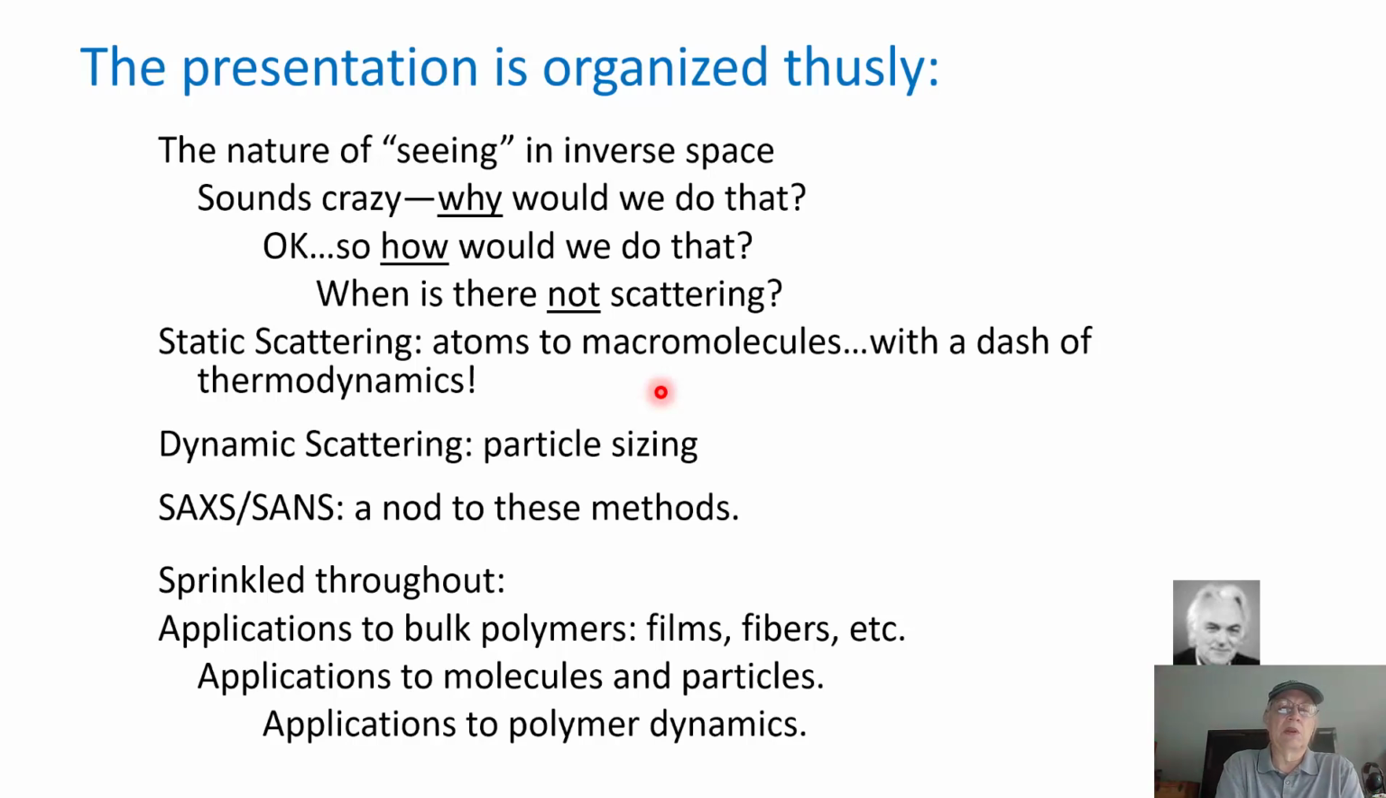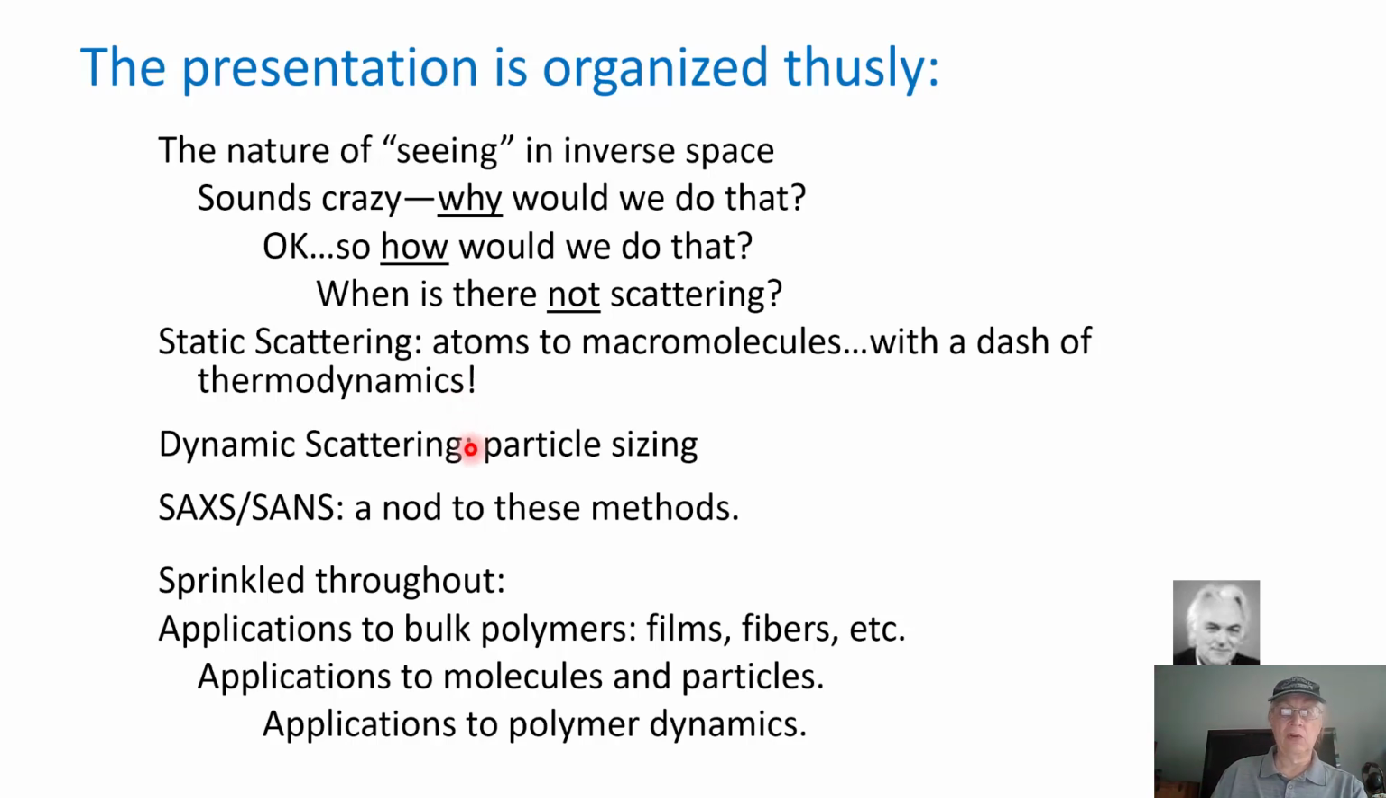Here's a little bit about what I'm going to tell you. We'll talk a little bit about what it's like to see in inverse space. We'll talk about why we might want to do that. I guess we already did that. And we'll talk a little bit about how. We'll talk a little about when there is no scattering. This is actually very illustrative of what goes on, to think of what a system would be like that did not scatter. Then we'll talk about static scattering from atoms to macromolecules. Maybe we'll do a little bit of thermodynamics. We'll just see.